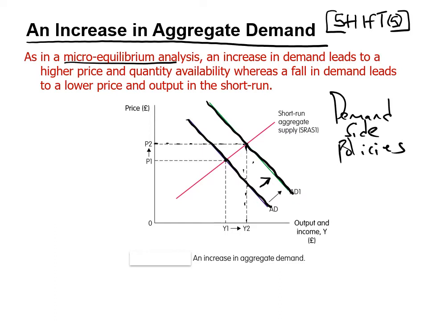Okay, so an increase in demand here has led to higher prices and quantity availability. A fall would lead to the direct opposite.